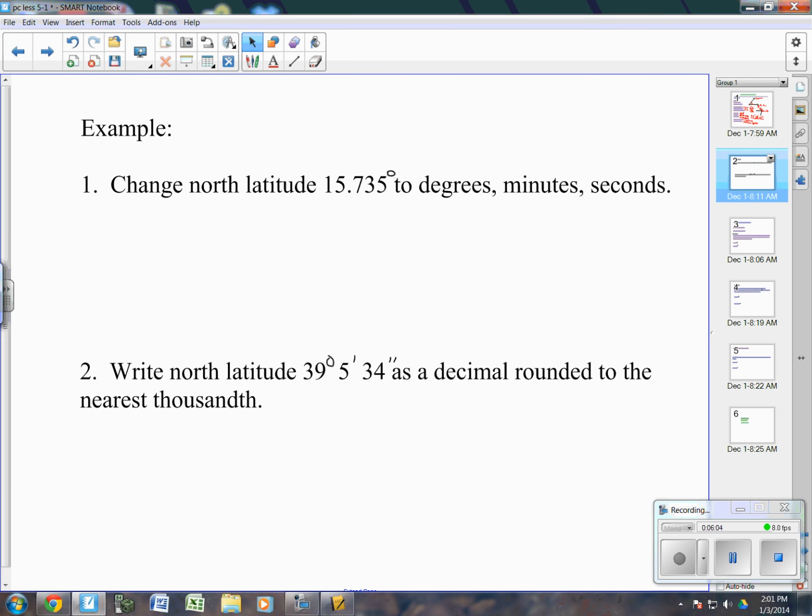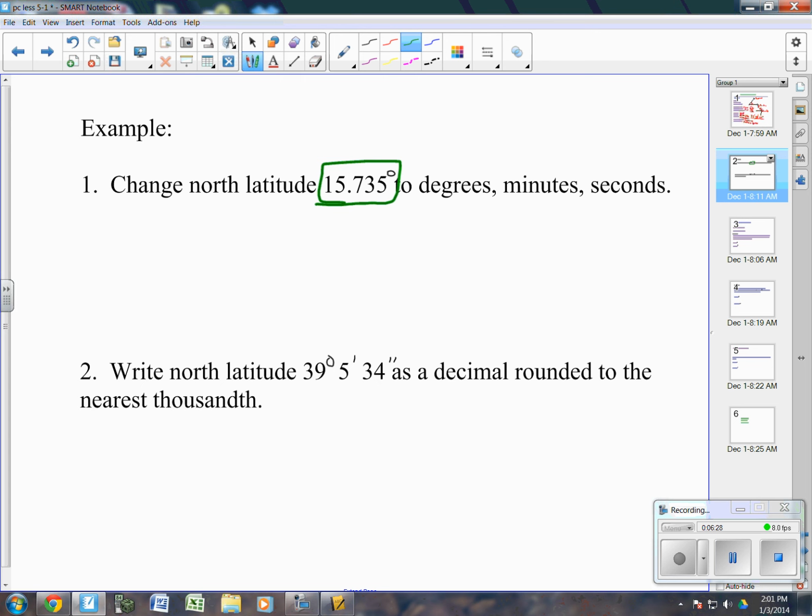We're going to learn how to change decimal degrees to degrees, minutes, seconds, and vice versa, okay? So, Cassie just asked, why don't they use decimal degrees? Well, sometimes they do. Sometimes they use degrees, minutes, seconds. Why don't they just use one way? I don't know. But someone came up with that a long time ago, and that's what we use, okay?